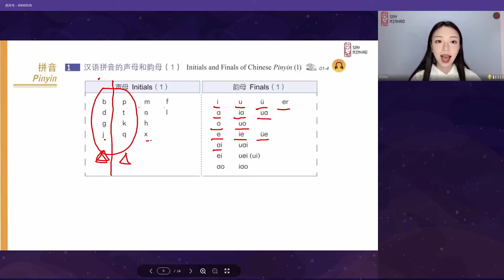Next, i. Sounds like the English letter I, right? Next one, yi. Pronounce u first and then put i after that. Next one, a. A sounds like English A. Next one is ui.